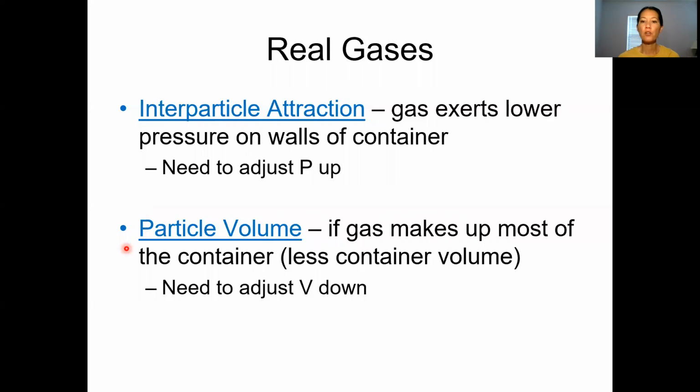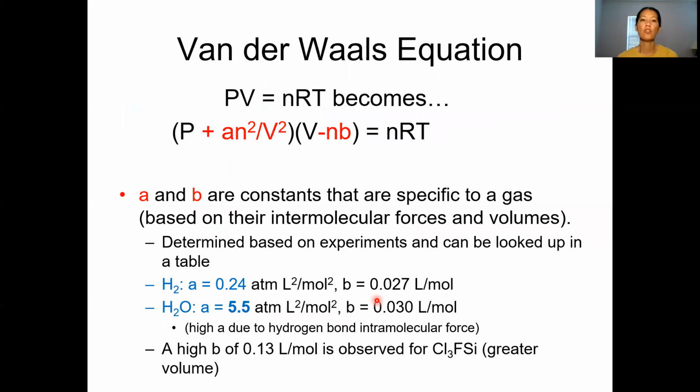In terms of particle volume, if a gas makes up most of the container and there's effectively less container volume, remember the assumption that we assume that these gas particles or molecules are tiny relative to the volume, then we would need to adjust the volume down in that case. So let's look at how the ideal gas law can be modified. If you adjust for pressure and volume, the ideal gas law becomes this, which is not an equation I have you guys use to plug in numbers or anything like this. I just want you to understand that there are adjustments for real gases for pressure and volume.